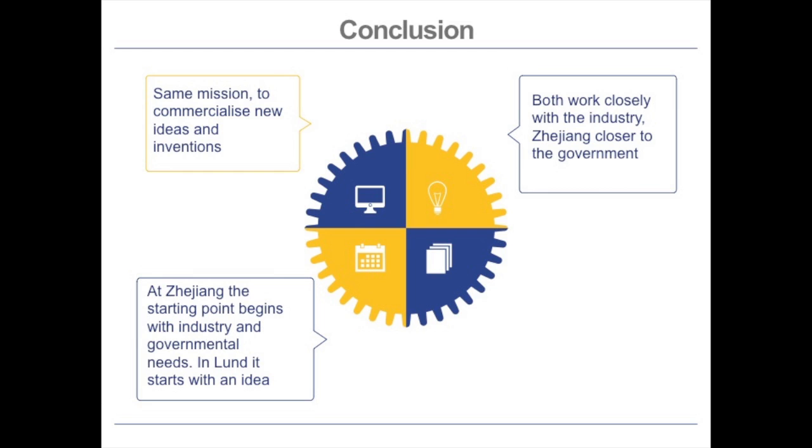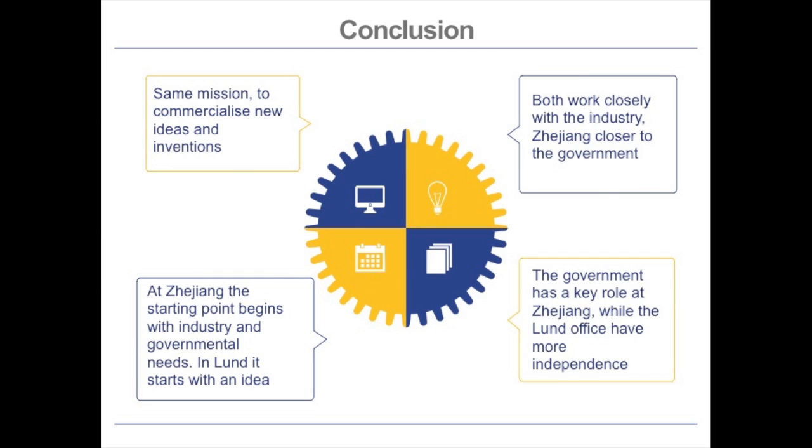The quest is similar for the two technology transfer offices, but the way of reaching their goal is different. In Zhejiang, the starting point begins with the industry and governmental needs, while in Lund, it starts with an idea or an invention. Also, the government has a key role deciding which inventions reach markets at the Zhejiang office, while the Lund office has more independence.